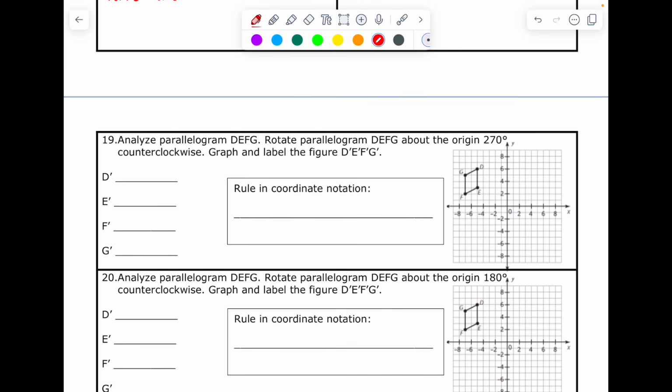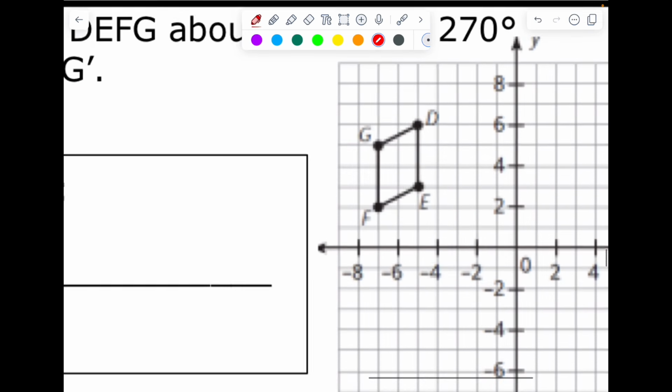Now, you can do the little trick I showed you where you outline it and then use the select tool to turn. You could do that, and we're gonna do that. But if you are unable to do that for whatever reason, because on a test you would not be able to do that unless you were using patty paper. The rule for 270 counterclockwise is (x, y) goes to (y, negative x). So you can use that rule to help you graph the new. So I'm going to show you how to do that.